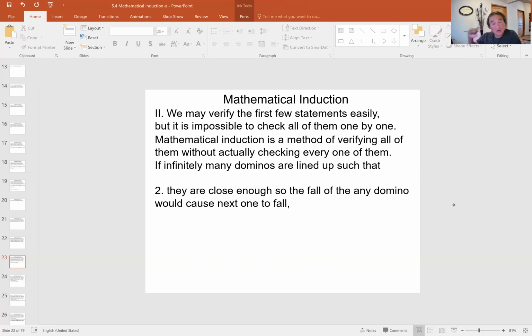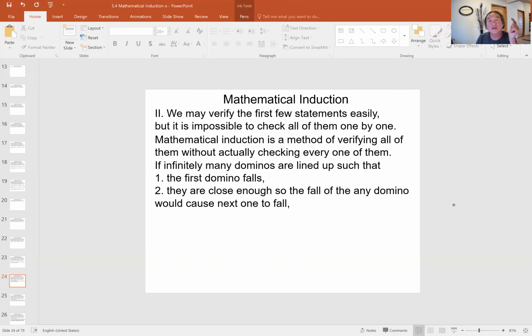Okay, you have to make sure that your dominoes are set up like that. And the second thing is you have to knock the first domino over. So you will knock the second one over, and so on and so on. The chain reaction will carry on ad infinitum. And this is what we're going to do in terms of proving the statements we had before.